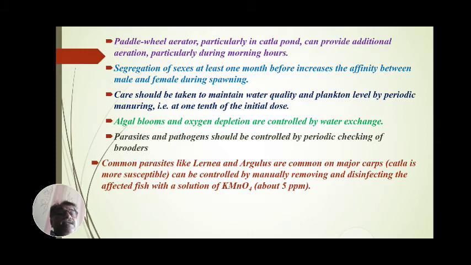The common parasites like Lernaea and Argulus are common on major carps. Catla is more susceptible to Lernaea and Argulus, because these are crustacean parasites. These crustacean parasites are more common in carps, especially in Catla, and Catla suffers from attack by Lernaea and Argulus. They can be controlled manually, as well as by disinfecting the affected fish with a KMnO4 solution of about 5 ppm.